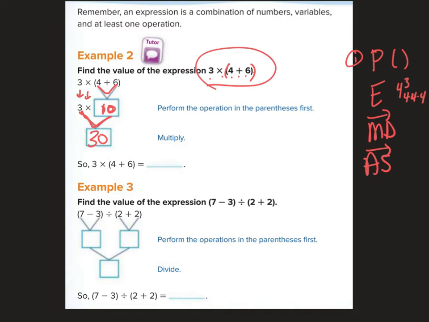So 3 times 4 plus 6 is 30. Example 3 here. Okay, we've got 2 parentheses. Do I like that they do them both at the same time? No, so I'm going to write them over here on the side.